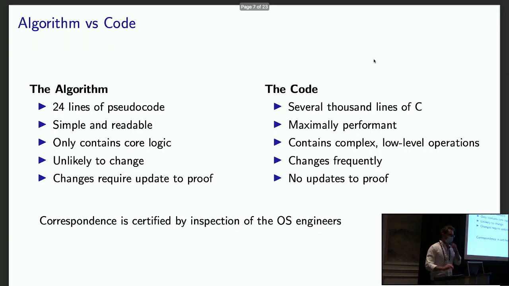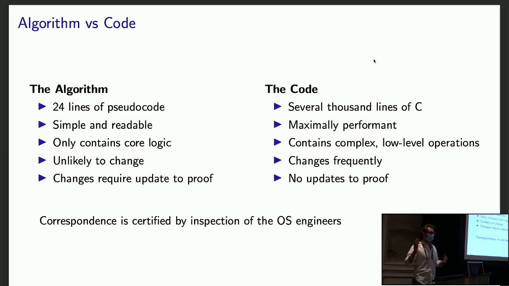So the algorithm itself is very concise. It can be represented in about 24 lines of pseudocode. It's meant to be as simple and readable as possible. It only contains the core business logic, and it's unlikely to change much, which is good because every change to the algorithm requires updates to the proof.